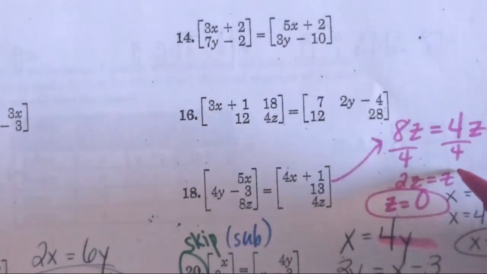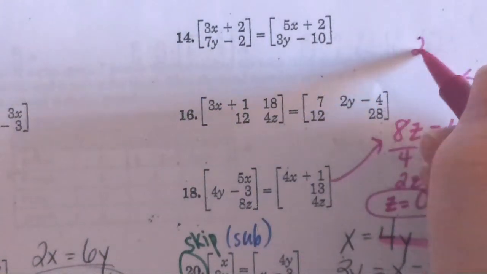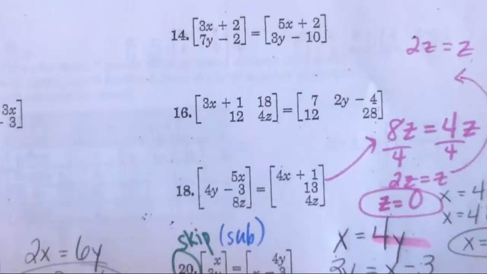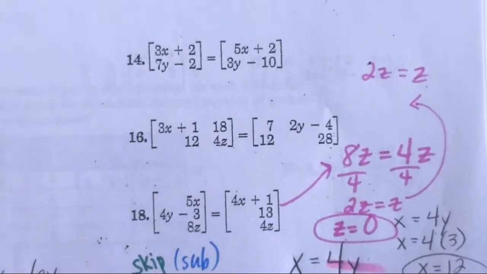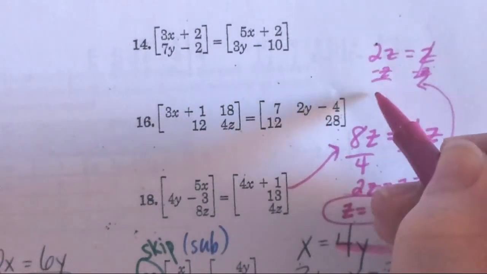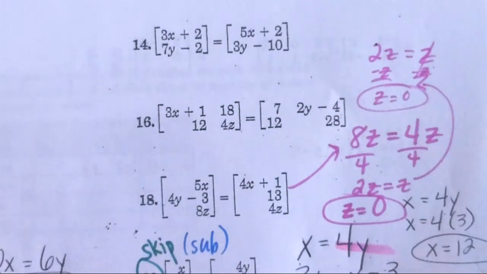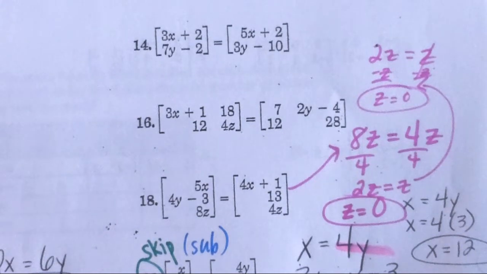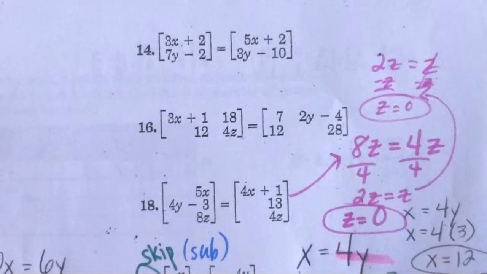Or, at this line, if you're still mad at it, you had 2z equals z. You can't see what I'm doing. You had 2z equals z. If you subtract z from both sides, then you would have z equals 0 for real. But I just knew when it was 8z equals 4z, the only way to make that statement possibly true was for z to equal 0.